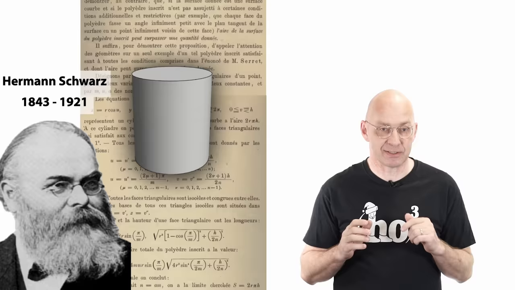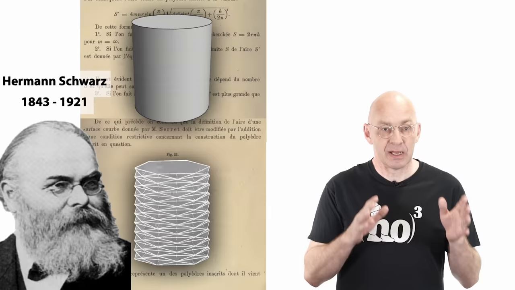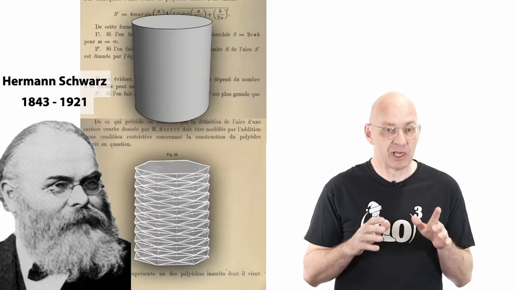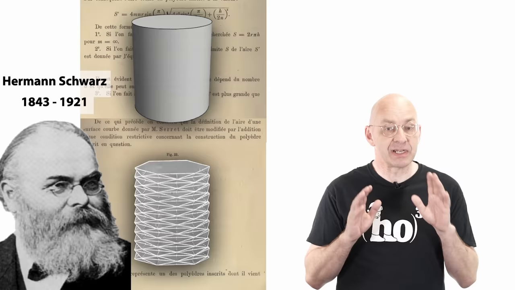Surprisingly, if you choose these special triangle approximations just right, as you refine them, their areas do not approach the true surface area of the cylinder. In fact, you can make the areas of these lanterns approach any value greater or equal to the cylinder's surface area. You can even make them approach infinity. That's wild, isn't it? And of course, that's a big, big problem.